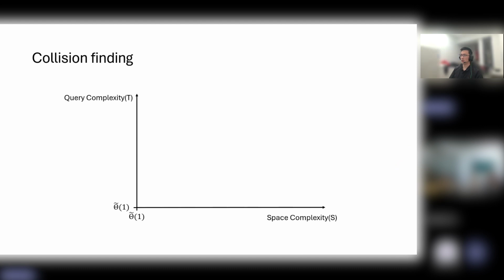Now let's review the landscape of this problem. Here we have the birthday paradox algorithm, which takes square root. By the way, here the capital N means the size of the image. And this birthday paradox algorithm, as you all know, is square root. And we have the Pollard rho algorithm, which uses square root query complexity and constant space complexity. I add a tilde here, so there might be some log factors, but we can ignore them.